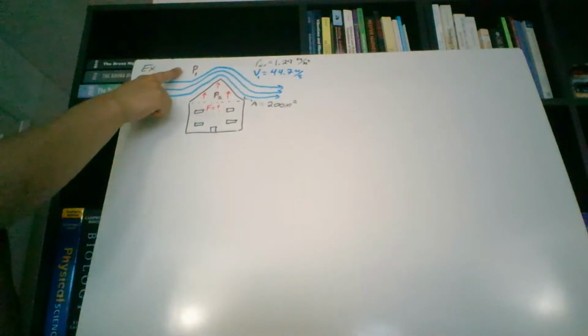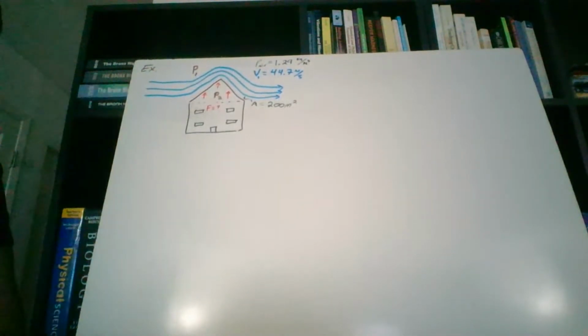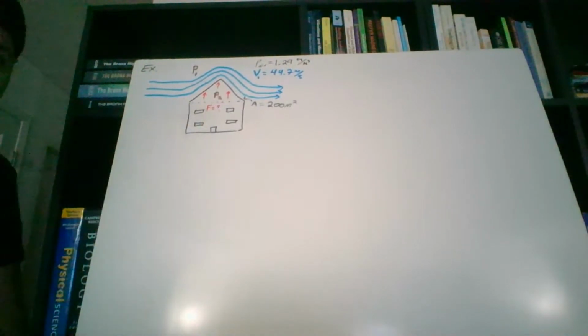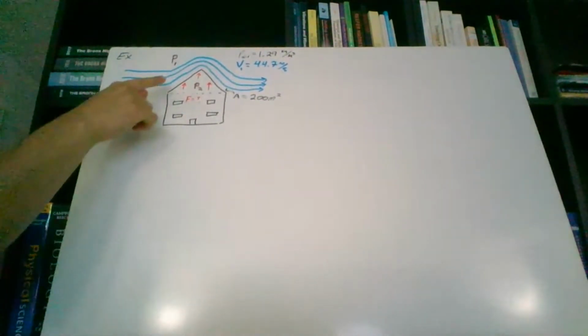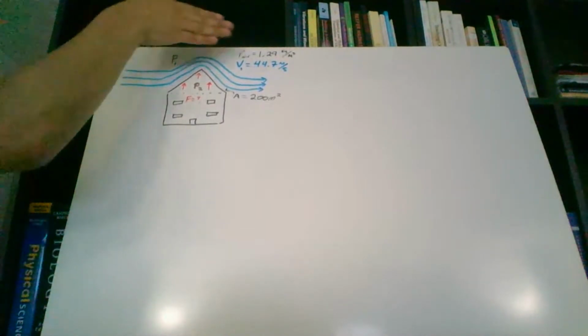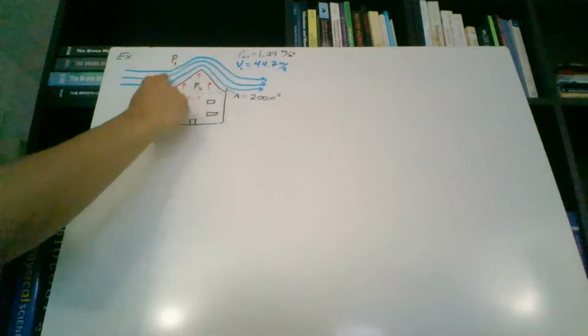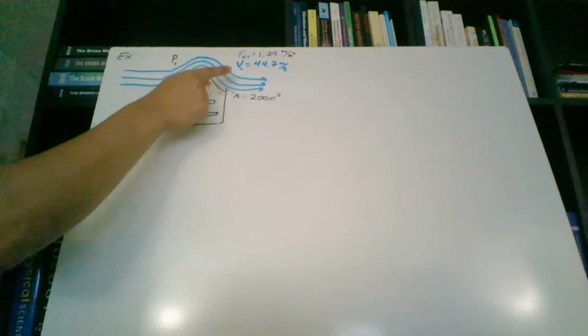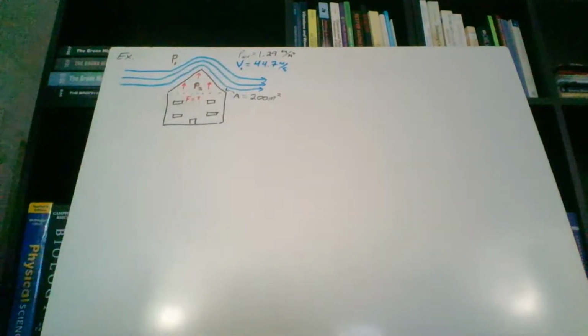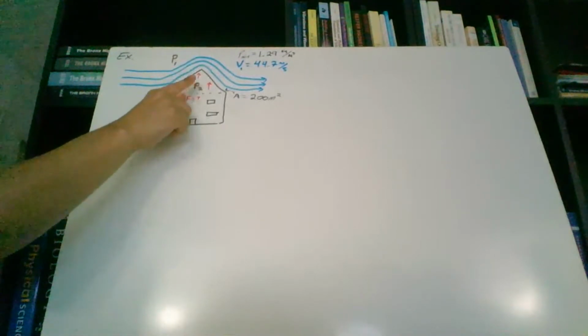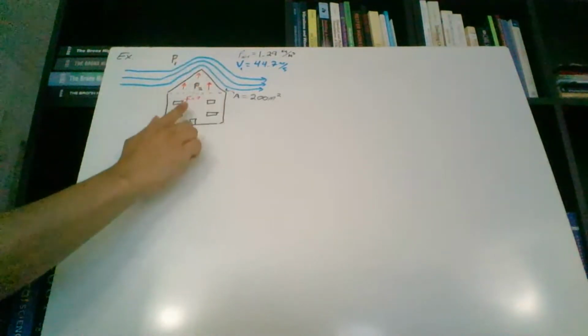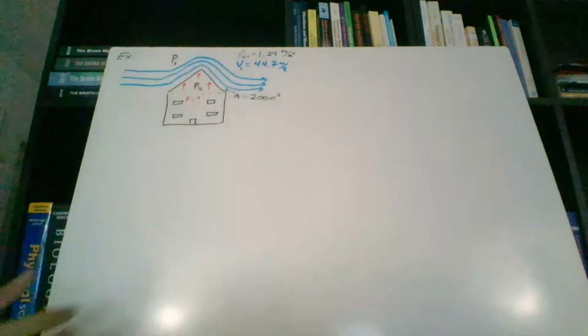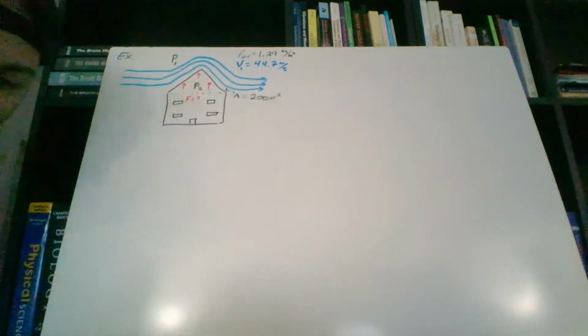And we've got a pressure 1 here and a pressure 2 here. What we want to do is figure out, because the wind is blowing above, the pressure above the roof is going to be less than the pressure beneath the roof, inside the house. And pressure always moves from high to low, which means there's going to be a force that pushes the roof upwards. And we want to know how much force that is.